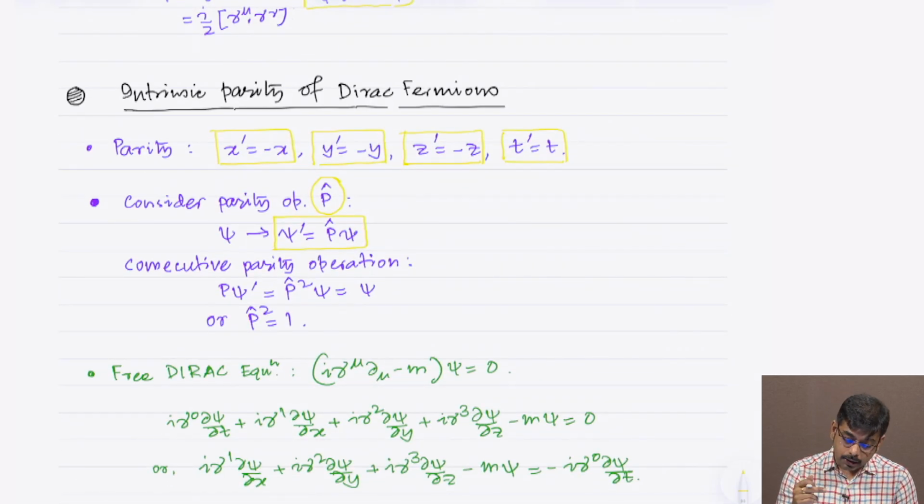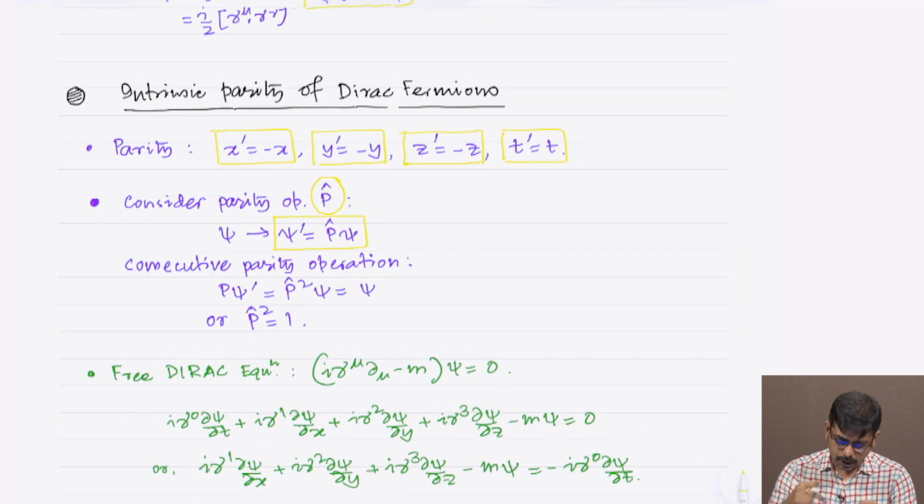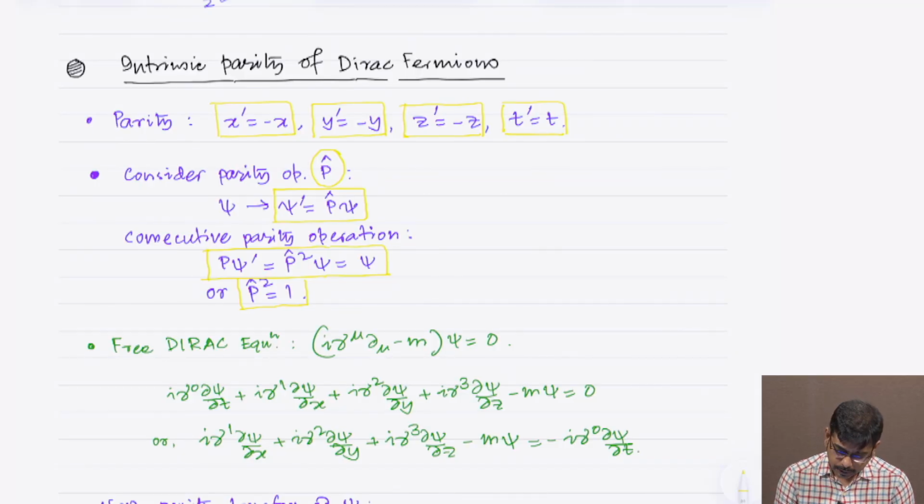Now, I would also like to point out that if you do a consecutive parity transformation, suppose you go to psi prime and then operate parity once more on it, what will happen? It will bring it back to its original place. Therefore, P psi prime, which is P squared psi, is equal to psi. That means the P squared operator, if the parity operator is acting twice, is nothing but the identity operator, so to say. Now, what is this parity operator which can act on the Dirac spinor is the question that we would like to ask.